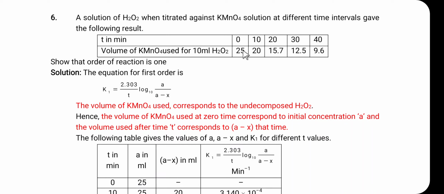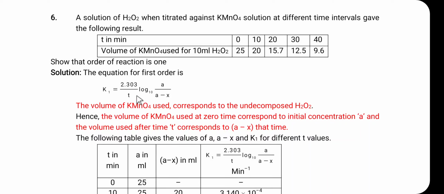Here in this table, the volume of KMnO4 used corresponds to the undecomposed H2O2. Hence, the volume of KMnO4 used at 0 time corresponds to the initial concentration, that is a. So at 0 time the initial concentration in terms of ml is 25, and the volume used after time t corresponds to a minus x.